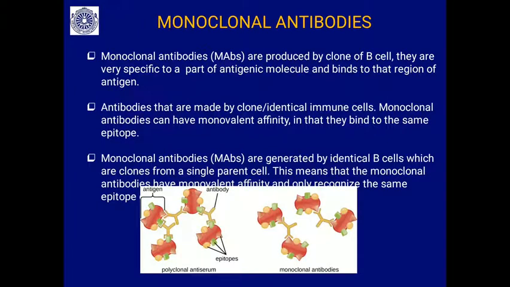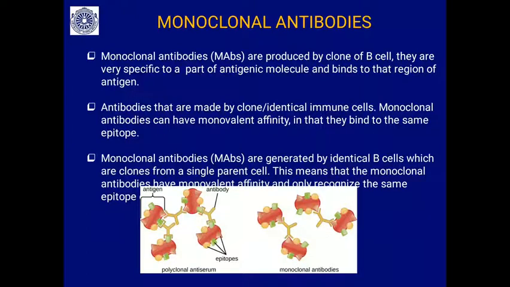So what are monoclonal antibodies? Monoclonal antibodies are produced by a clone of B cells or B lymphocytes. They are very specific to a part of the antigenic molecule, the antigenic determinant, and bind to the epitope of that antigen. These antibodies are made by a clone of a particular immune cell, a B cell clone.